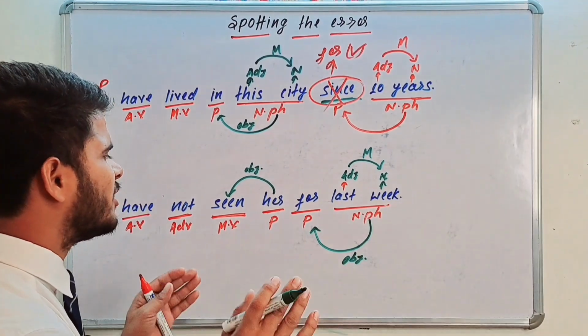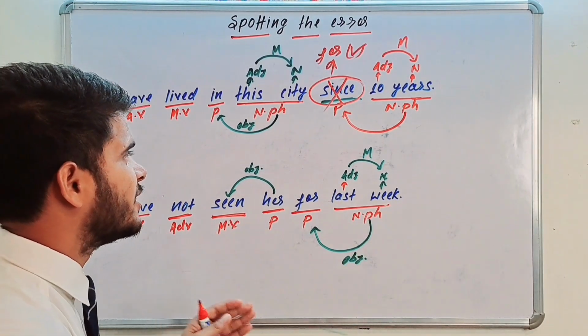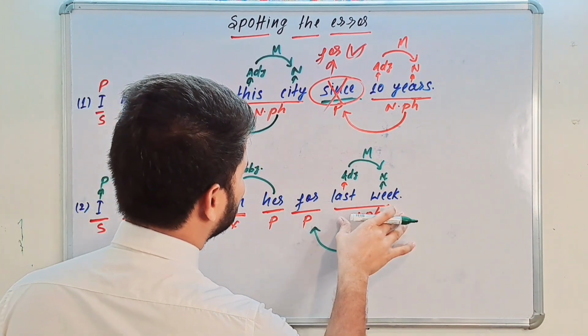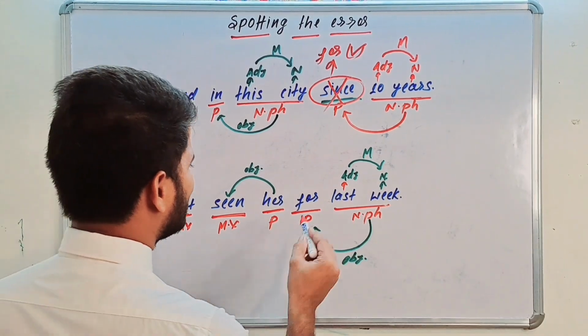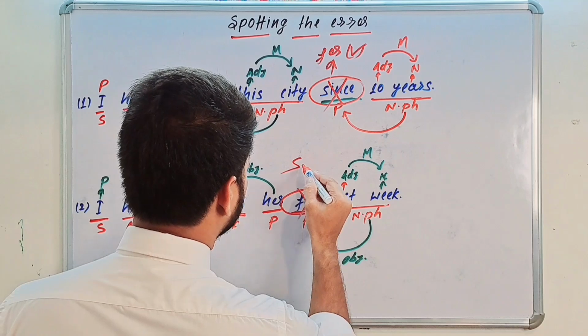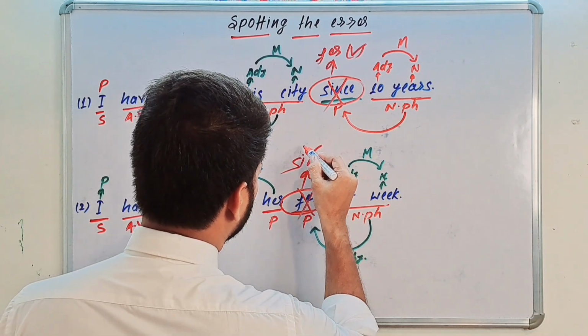I told you the preposition for is used to denote a period of time, not a starting point of time. So here, "last week": since last week. This is the error part. Don't use for, use since.